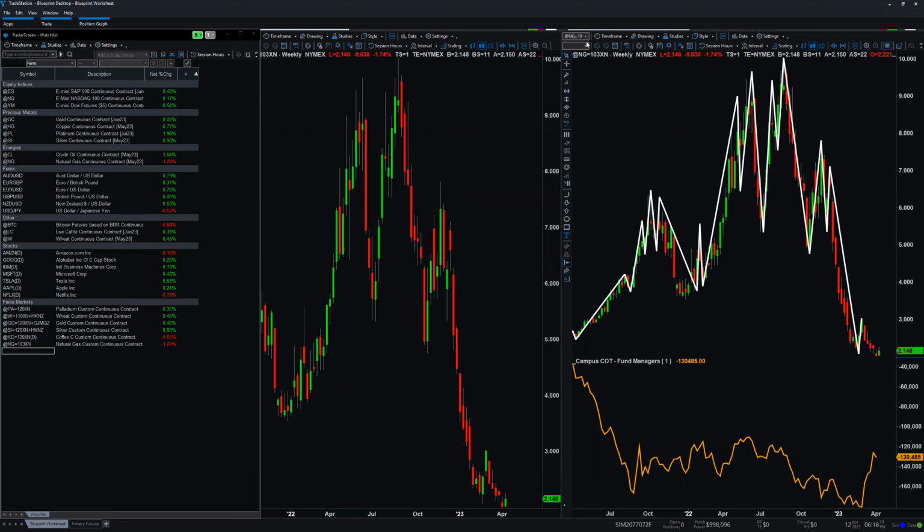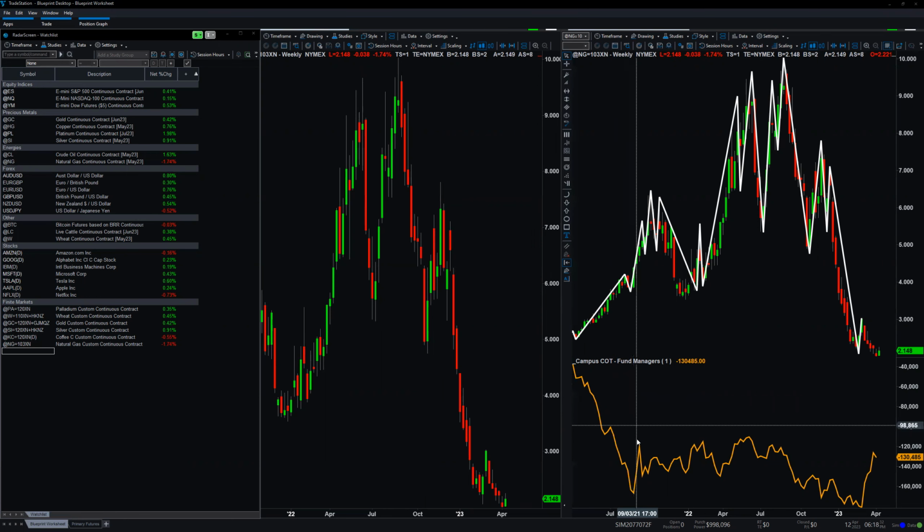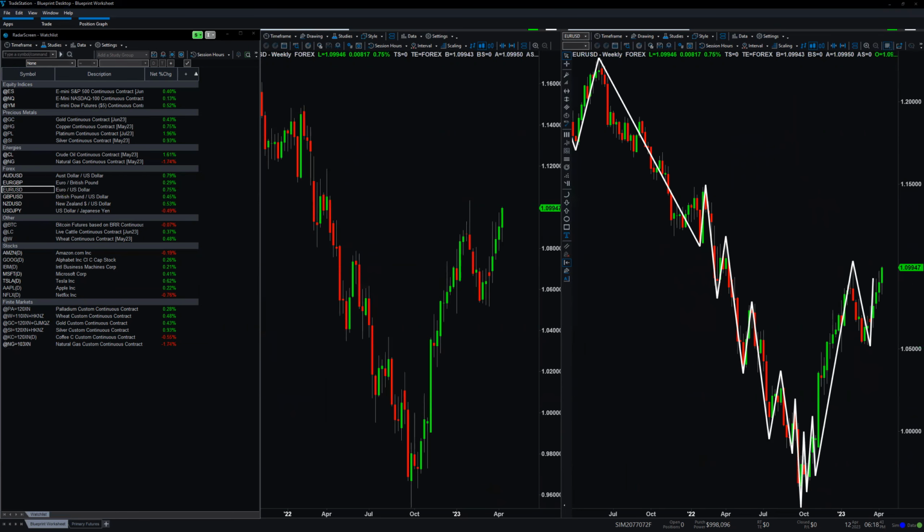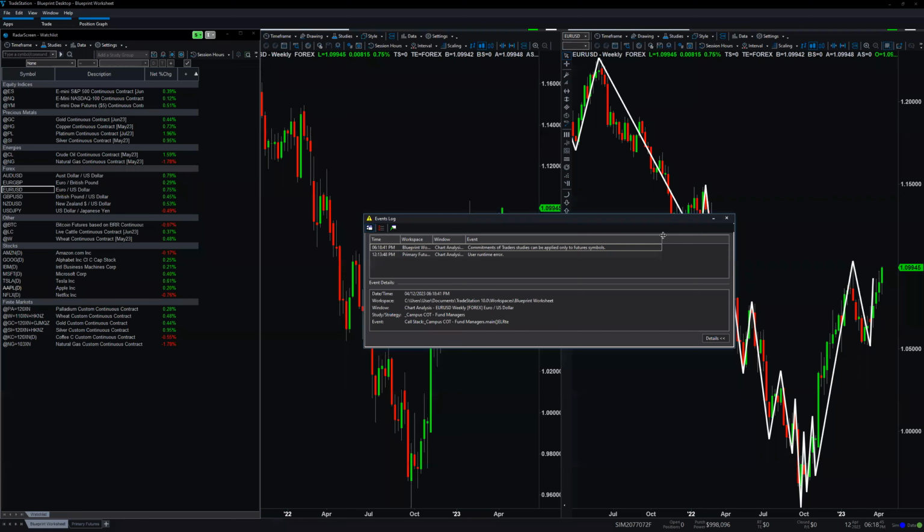Okay, so what I want to do is first load in euro. Since we don't have euro yet here, I mean, we do have euro, but we only have euro USD. If you load euro USD and you have the COT loaded, you're going to get an error message in your events log, and it's going to read: commitments of trader studies can be applied only to future symbols. So that's a problem, right? Euro USD is not a futures, that's a Forex pair. The COT can only be applied on a central marketplace on futures.